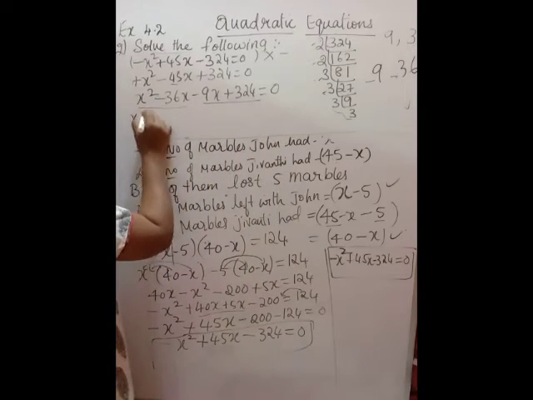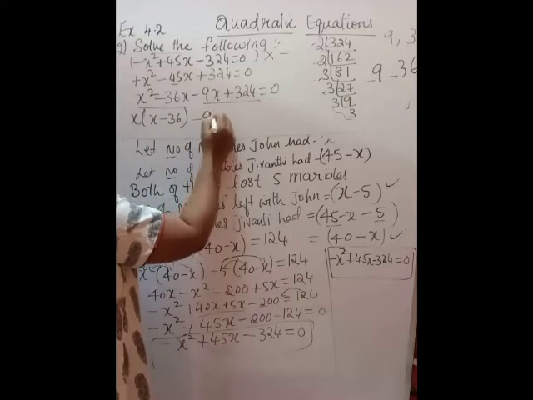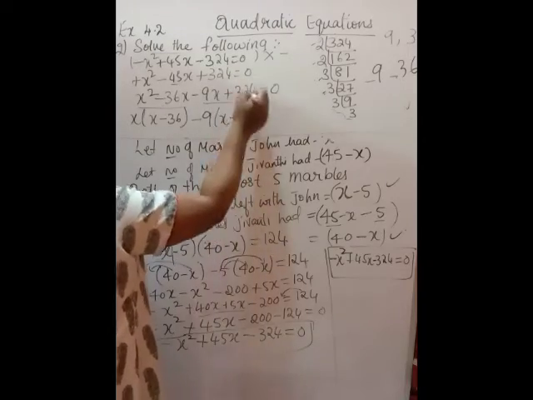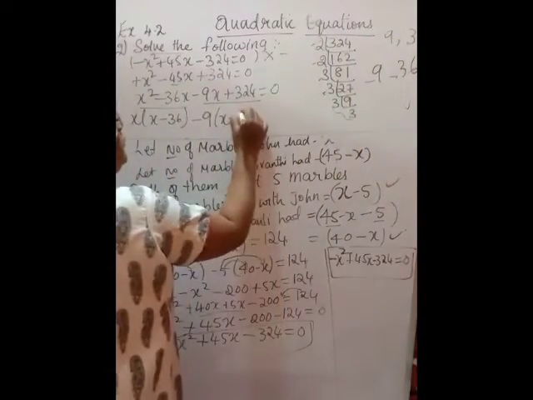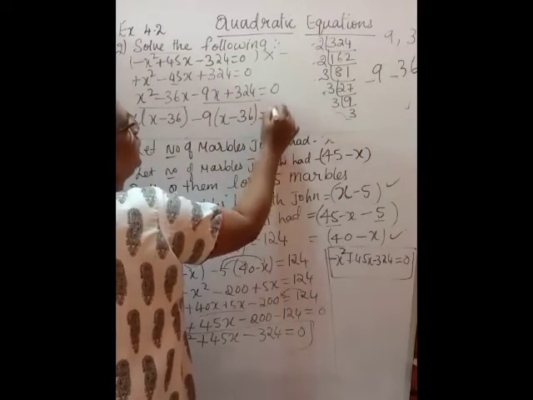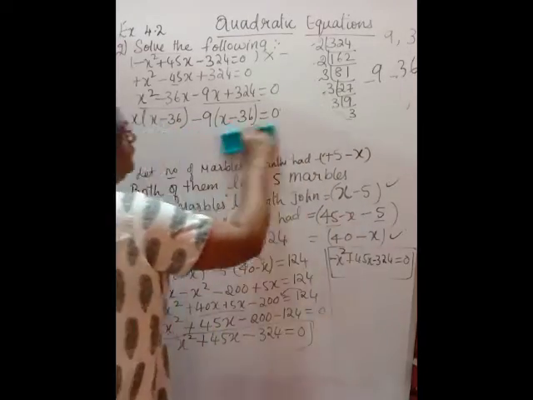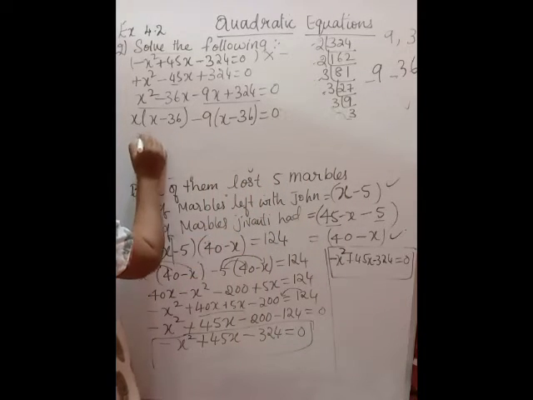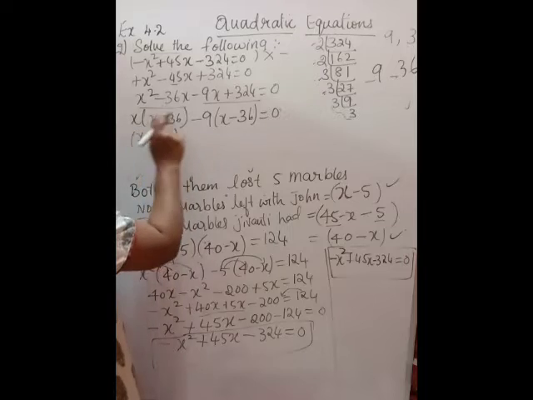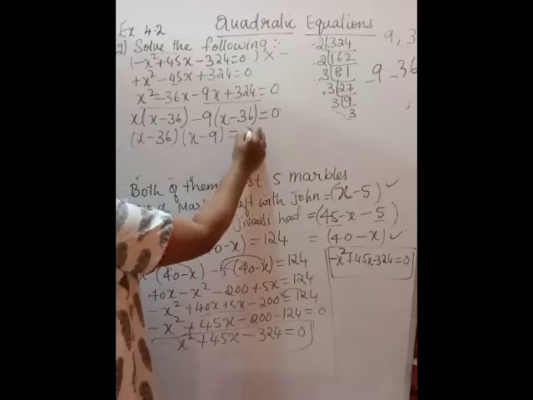Here x is a common factor. The remaining thing is x minus 36 here. Minus 9 is the common factor. x minus, here also, 9 how many times? 9 into 36 will give you 324. So here also you will get x minus 36 is equal to 0. Now the common factor is x minus 36 once again. x minus 36, remaining here x minus 9 is equal to 0.